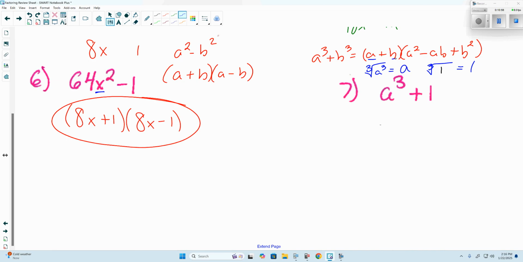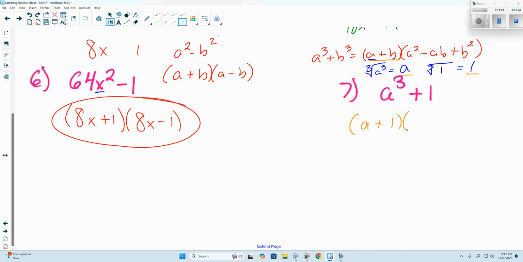So for this here, what's taking the place of A? Well, a. So what's taking the place of B? 1. So our first set of parentheses is A plus B. Well, that's going to now be what? a plus 1. We replaced A with a, B with 1. It's not always going to be A with a. It's just the variables we got.